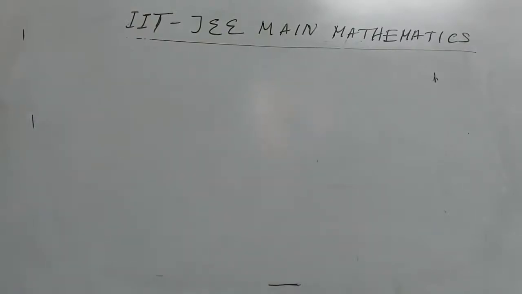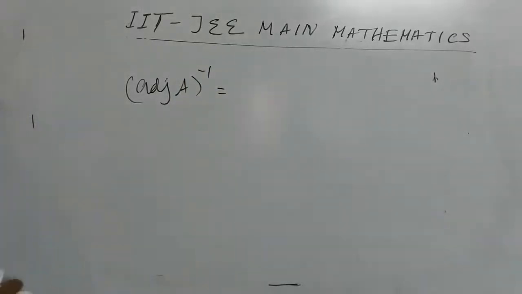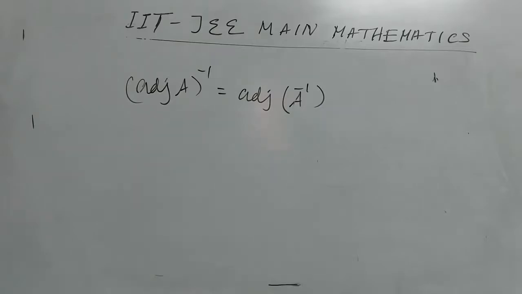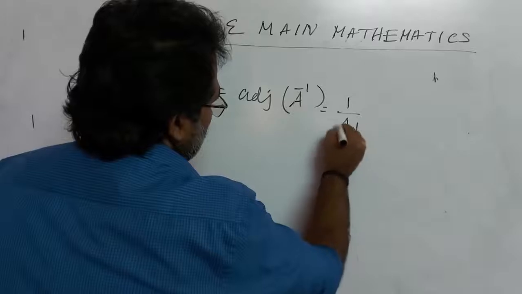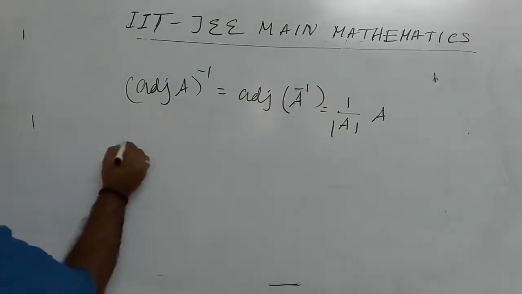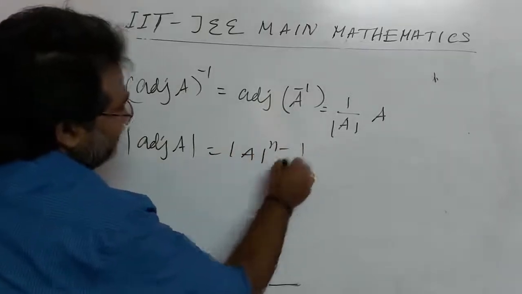If A is a non-singular square matrix of order n, adjoint of A inverse equal to adjoint A inverse equal to one by determinant A into A. Determinant of adjoint of A equal to determinant A whole power n minus 1.